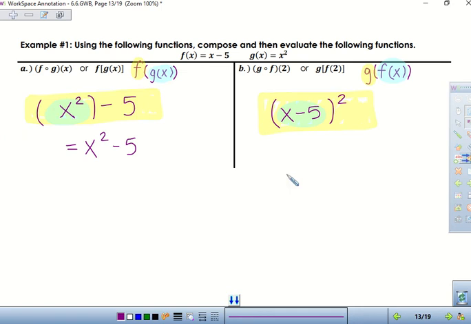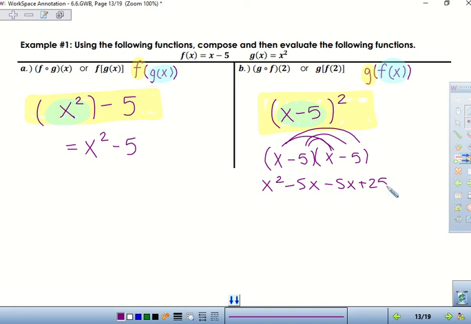So then from here, if I have to square a binomial, how can I write it out to square it? I have to write it twice and then do FOIL. So first times first, outer times outer, inners, and last. And then I'm going to combine those middle terms, which gives me x squared minus 10x plus 25. Okay?